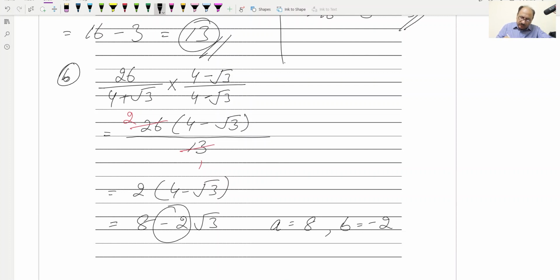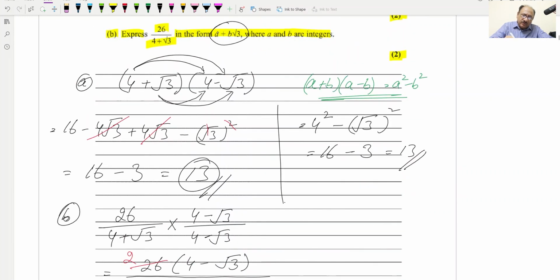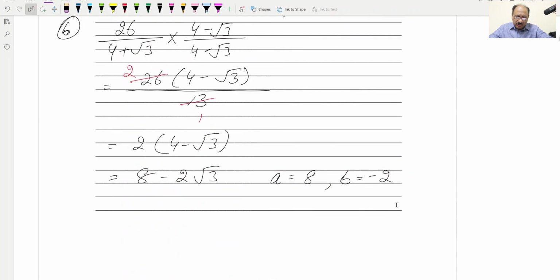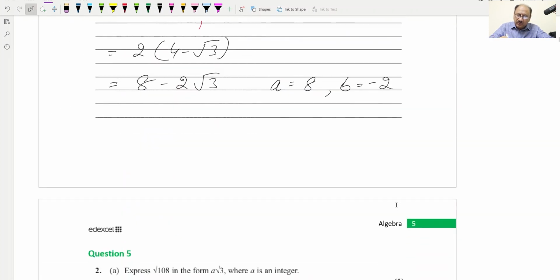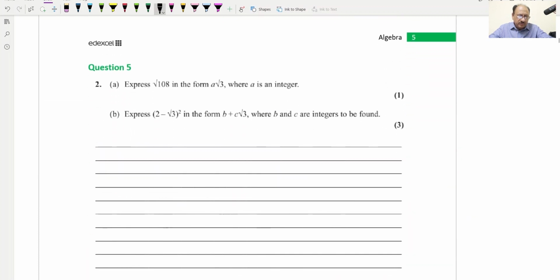This is our p value, because in this they have written plus b, so according to that one we are taking these values. This is done. Hopefully you understood this. Now we can move to the next question, which is question number 5 and question number 2 of the past paper. So express this in the form a under root 3, where a is an integer.